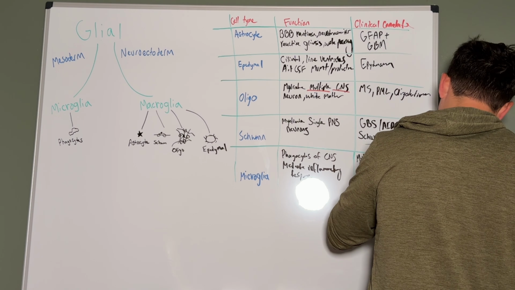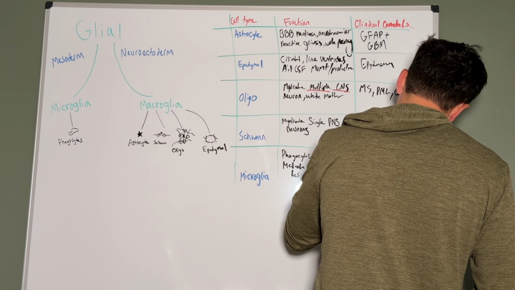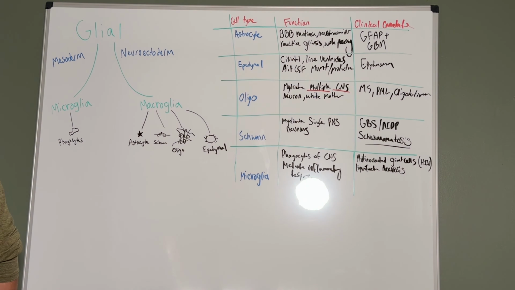Next, I want to clear up the difference between liquefactive necrosis and gliosis. Both represent responses to injury. However, they mean opposite things, and clinically, a lot of times they're used interchangeably, which doesn't really make sense given that they mean opposite things.